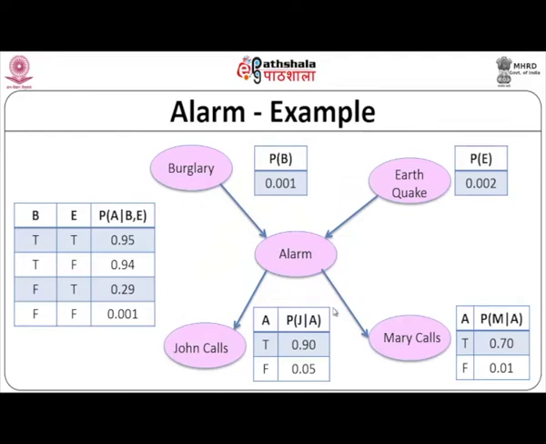The probability of burglary is 0.001, so the probability of no burglary is 1 minus that. The probability of earthquake is 0.002, and 1 minus 0.002 is the probability of no earthquake. Then for the alarm, we have already explained that in detail.